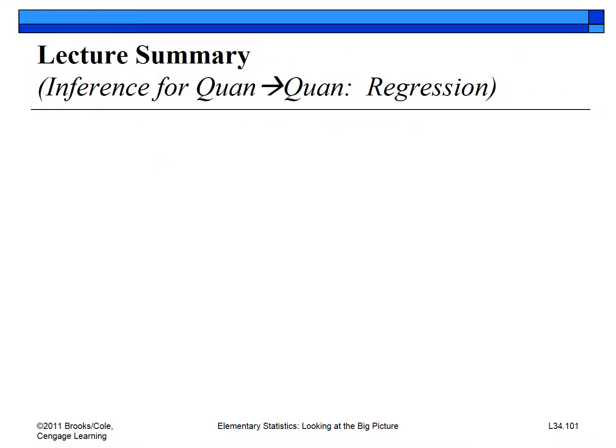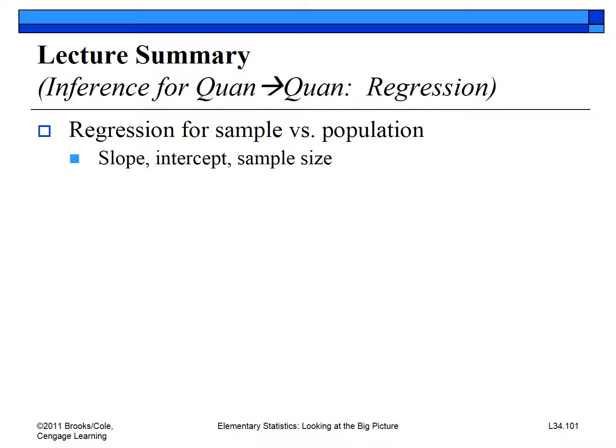So to wrap up, we talked about regression for samples versus populations. Usually we know the sample and we're trying to guess at the population. We talked about how to use the slope and intercept and sample size in the sample, so the slope and intercept in the sample, and how that affected our guesses about the population.